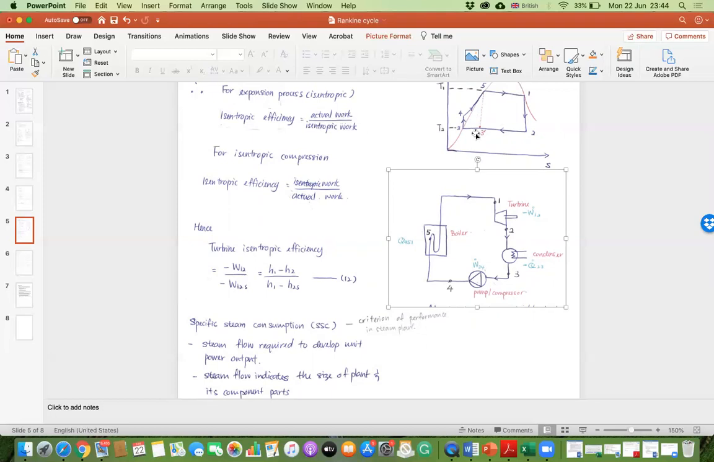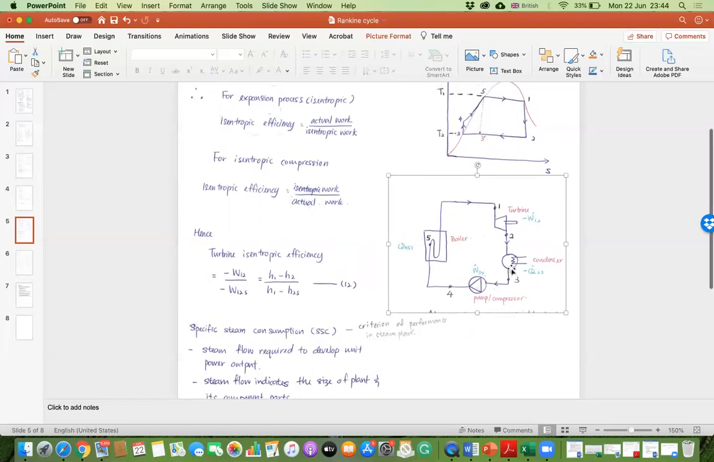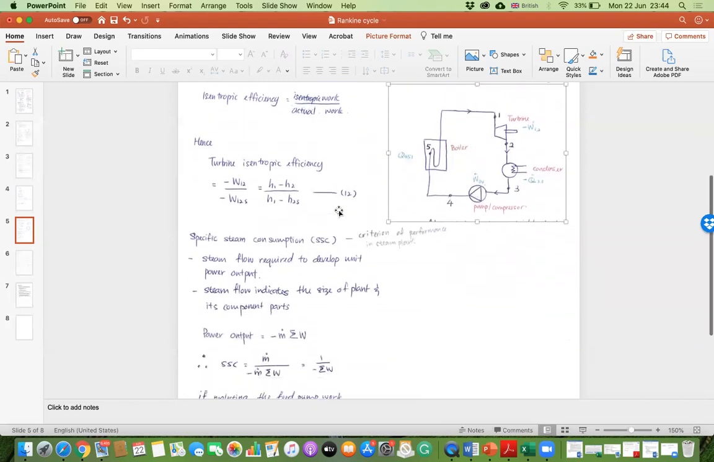So for the compression, it is 3 to 4. We look at 3 to 4. So it normally is bent in a little bit. So when you look at the length, the 3 to 4S, the ideal one, is shorter. Therefore it's isentropic work over the actual work. The turbine efficiency is this one.